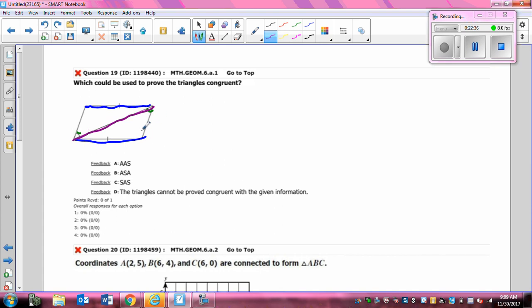So I'm going to start over here where there's no congruencies. And I'm going to look at this as an angle. And then this is a side. And then this is a side. You can go the other way if you want, and tell me why they're congruent, or if they're congruent.